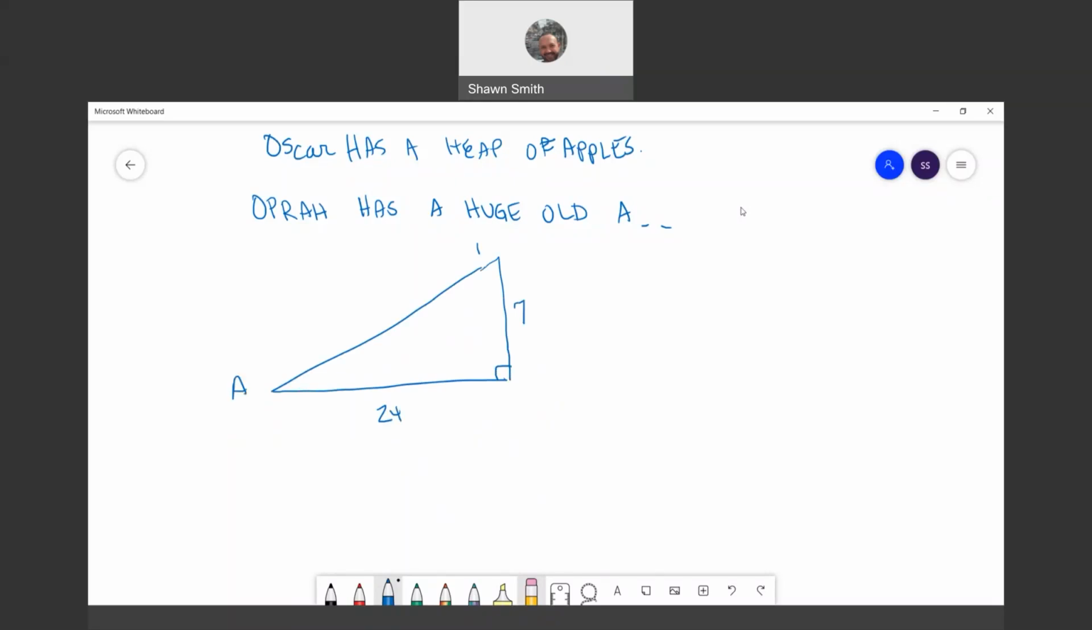So triangle ABC. I have two legs. I can figure out the hypotenuse, right? Let's figure out what that may be. Use the Pythagorean theorem. That's just 7 squared plus 24 squared is equal to hypotenuse squared, right? C squared, if you want to call it that way.